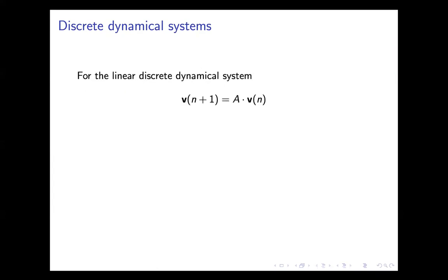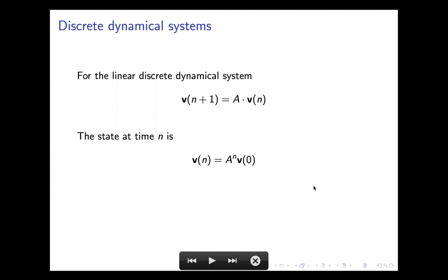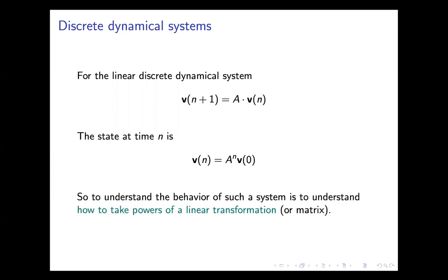For a discrete linear dynamical system like this, V_{n+1} is equal to A times V_n, and the state at time n is equal to A to the power n applied to the state at time 0. So in order to understand the behavior of such a system, we need to understand how to take powers of a linear transformation or matrix.